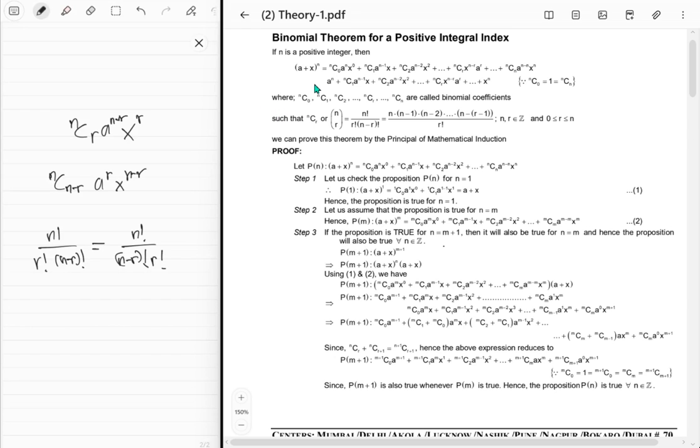Anyway, so that's the binomial theorem, what it actually says. Oh yeah, and nC0 is, so 0 factorial is 1, from that it follows. Fine.